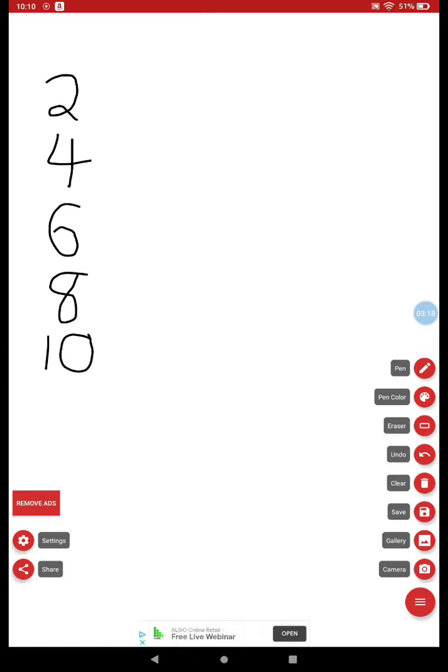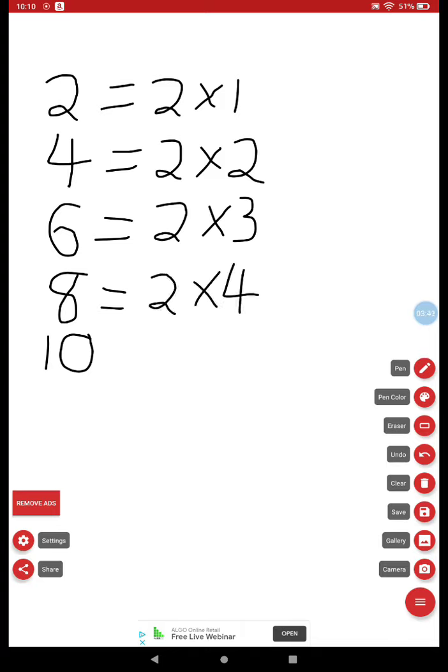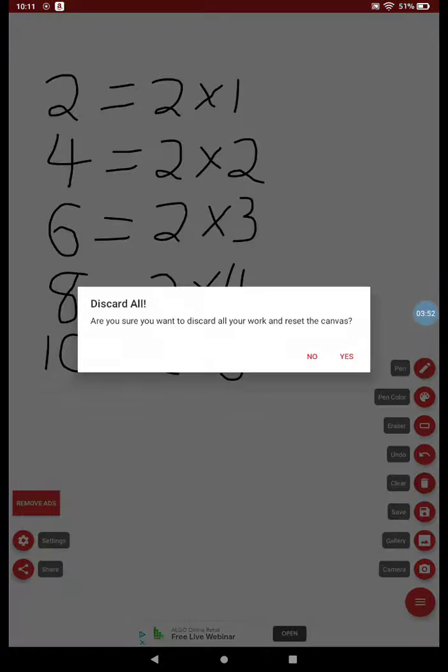Okay. Hey, let's make this all look like a math problem then. 2 times 1 equals 2. 2 times 2 equals 4. 2 times 3 equals 6. 2 times 4 equals 8. And 2 times 5 equals 10. Very good. Let's do that one more time with a different number.